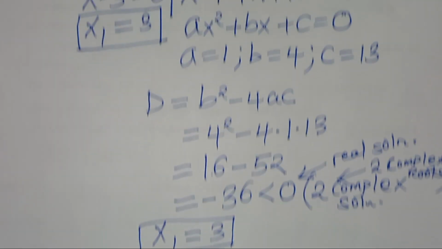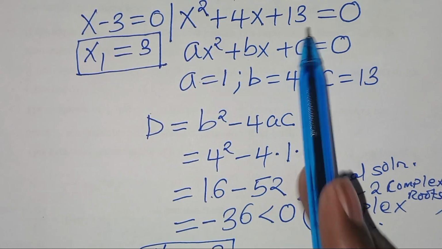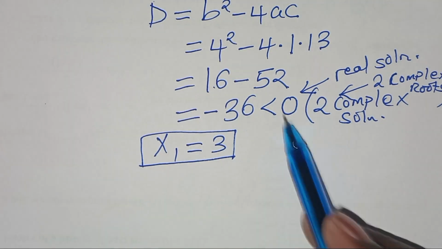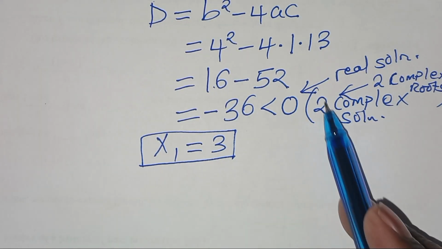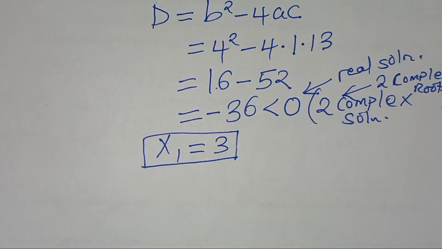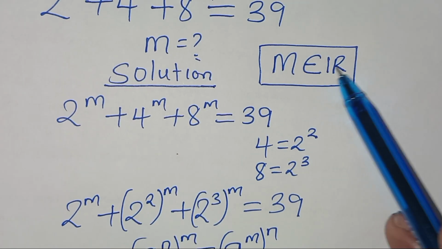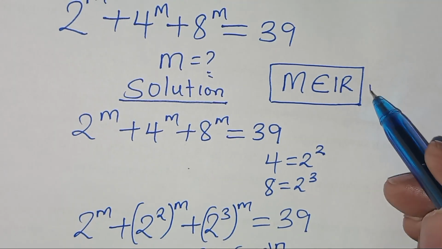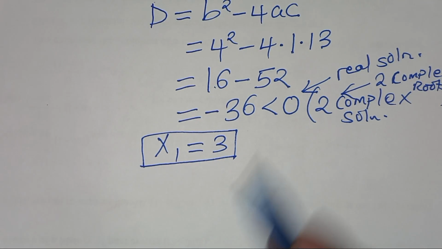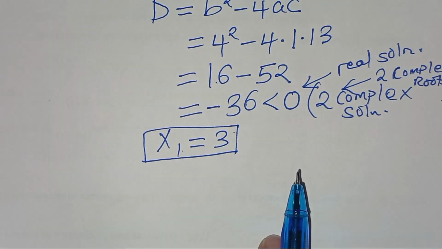Now we have that the nature of the root of the quadratic part here is negative 36, which is less than 0. This will give us a complex solution, not a real solution. And remember that the condition here is that m is a member of the real numbers. So from here, we have only x1, which is equal to 3.